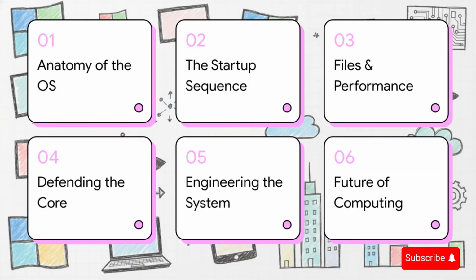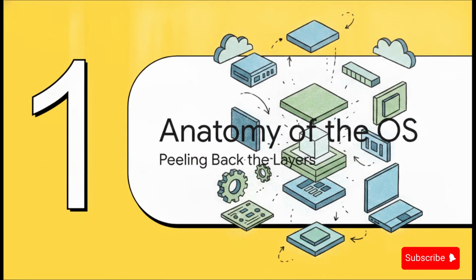All right, so here is our blueprint for today. We'll be going over the anatomy of the OS, the startup sequence, managing files and performance, defending the core, engineering the system, and finally, we'll look at the future of computing. Okay, let's jump right into Section 1, Anatomy of the OS, peeling back the layers.